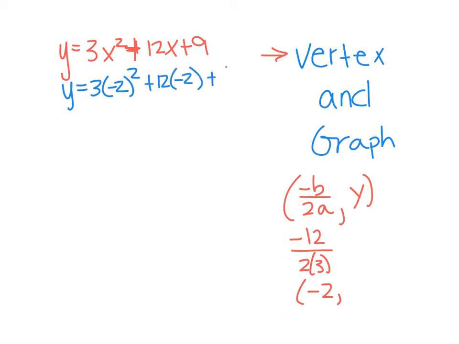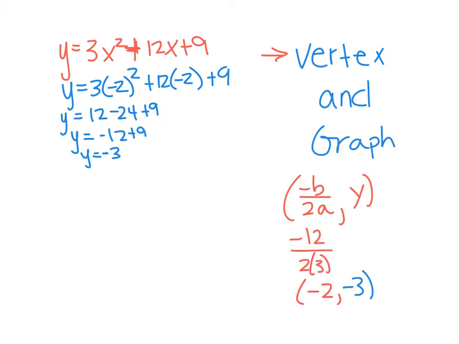And then I'm going to calculate what y equals. So when I plugged in the x and I calculated, I got y equals -3. So now that I have a vertex, I'm able to start graphing. So I'd go to -2 on the x, -3 on the y, and I can make my first point.